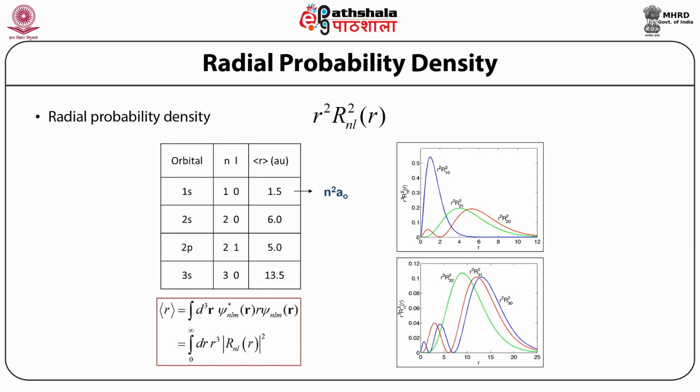Now here, as I have already discussed, the mean radius, that is r, is given by the integral d cube r multiplied by psi star nlm as a function of r, multiplied by r, multiplied by psi nlm as a function of r, which is equal to the integral 0 to infinity dr r cube modulus of R nl as a function of r, the whole square.